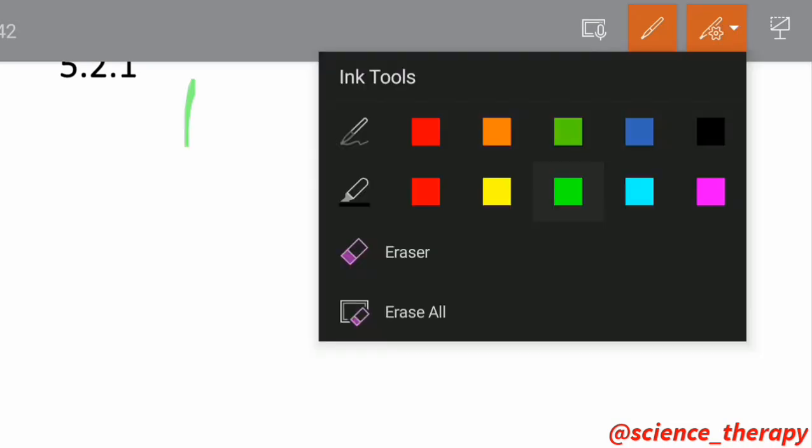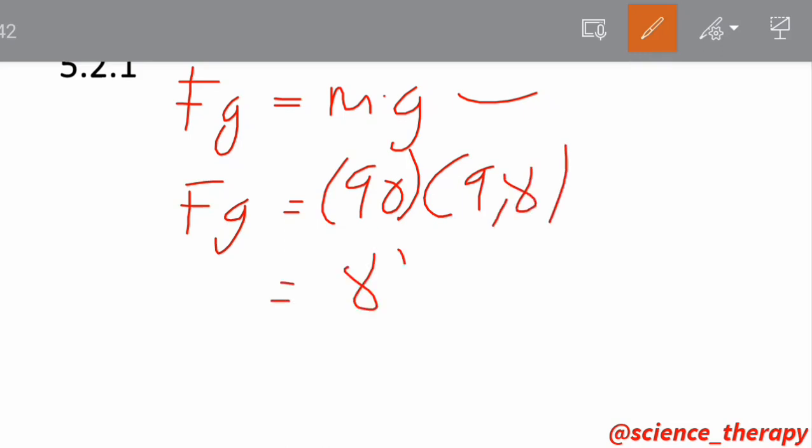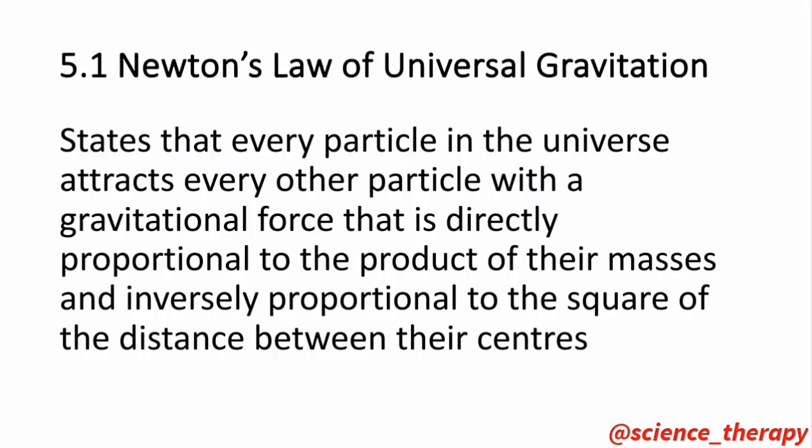So for that one, we go Fg is equal to m times g. For this one, we are given 3 marks. So they're going to be marking the formula and then substitution into the formula. We have 90 multiplied by our g, that's 9.8. So 882 newtons. That's our solution for this one.